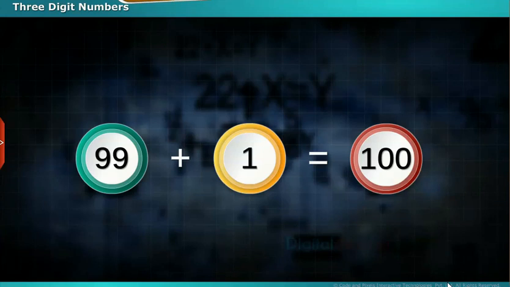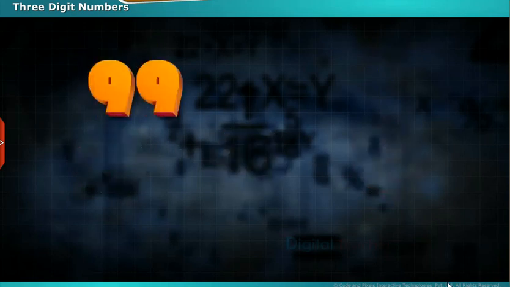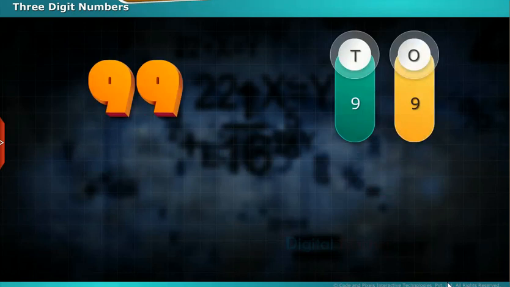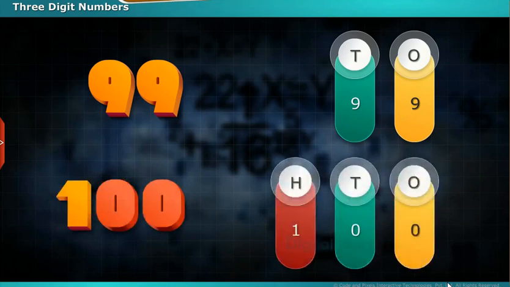Therefore, we can say that if we add 1 to the biggest number with 2 digits, we get the smallest number with 3 digits. It means the first number with the 3 digits is 100. So, 100 is the smallest number with 3 digits. As we all know, 99 is a 2-digit number and it has ones place and tens place. In the same way, the number 100 has ones place, tens place and hundreds place.